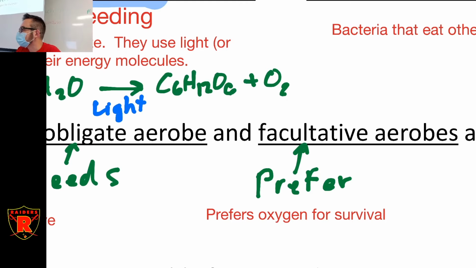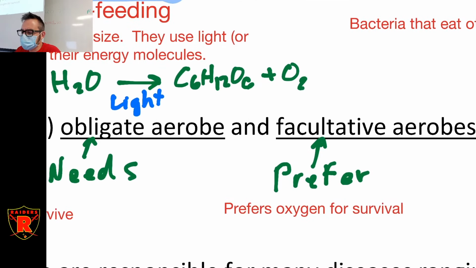Oftentimes, when they don't have access to oxygen, they'll do fermentation. So we also take advantage of stuff like that to make alcohol, although not through bacteria, we usually do that through a type of fungus. You can also do that.